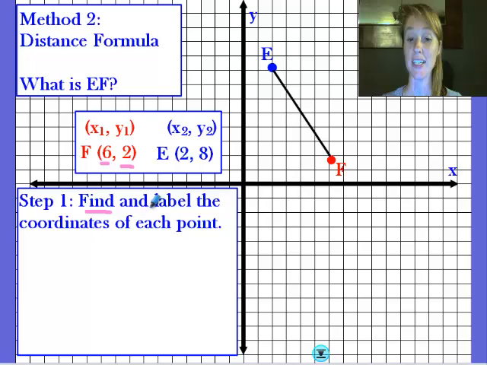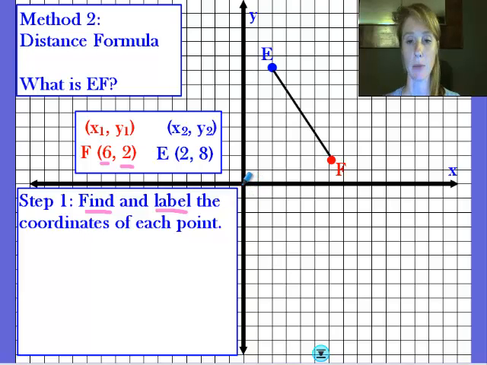Step 1 also says we need to label the coordinates. And what I mean by that, right here I've labeled the x-coordinate x1 and the y-coordinate y1. And that little number 1 means it's my first point. It's just going to distinguish it from the next point we find, point E. Great. Alright, so let's find and label the coordinates of point E.